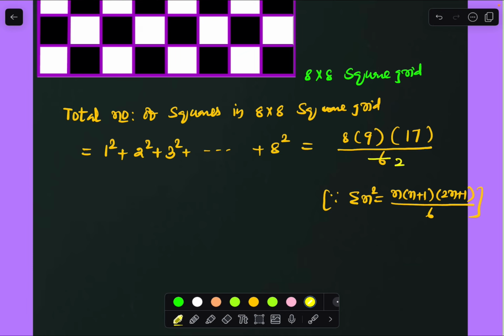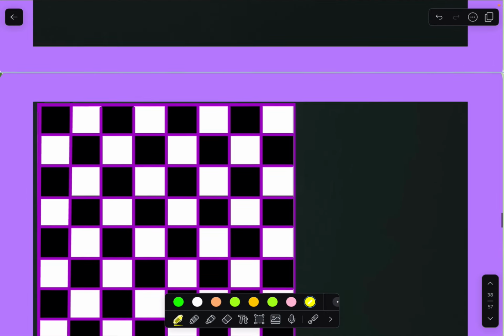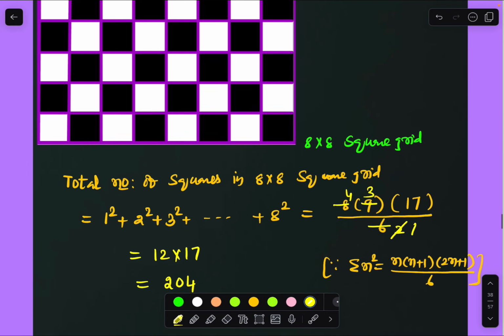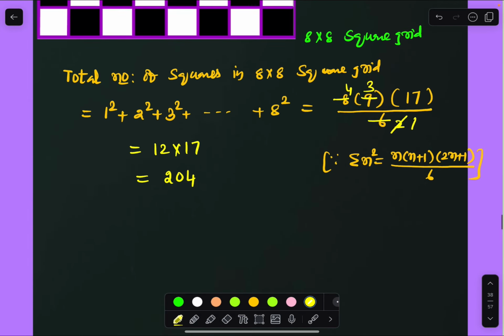With 3, 3 2s are 6, 3 3s are 9, with 2, 2 1s are 2, 2 4s are 8 only, and in total how much will you get? 12 into 17 only. So 17 10s are 170 plus 34, we will get 204, right? So this is the result for the total number of squares in an 8 by 8 square grid, and it is called a chessboard, right? In a chessboard, the total number of squares equals how much? I'm getting 204, right? So we can calculate this type of things.